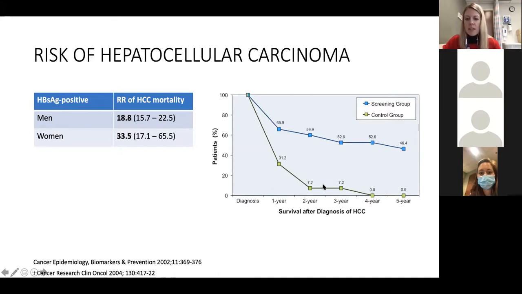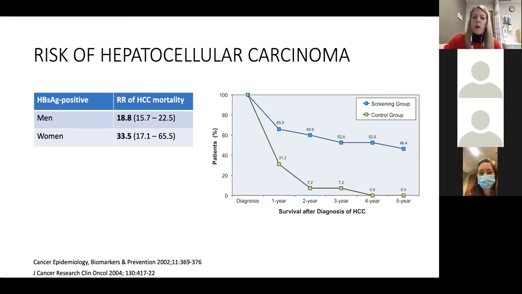And then the green line here is those who didn't undergo screening for hepatocellular carcinoma. So we know that people with Hep B get HCC at much higher rates. In fact, this study found that the relative risk of HCC mortality was 18.8 for men and 33.5 for women. So they have a very high risk of HCC.